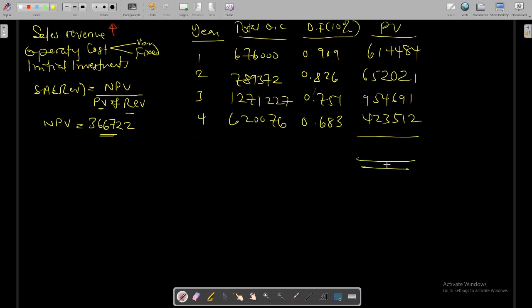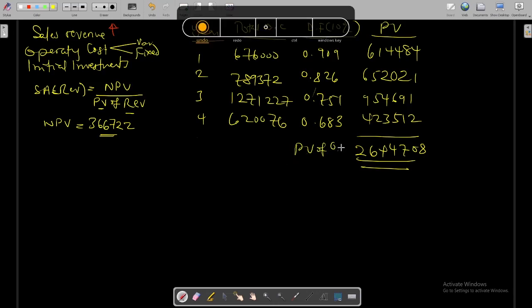What is the total? So the total is going to give us 423,512 plus 954,691 plus 652,021 plus 614,484. The total here is going to be 2,644,708. So that is the present value, the PV of variable cost, or PV of operating cost.